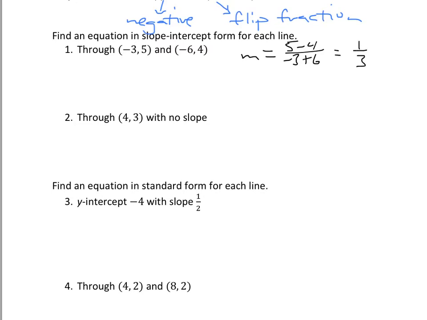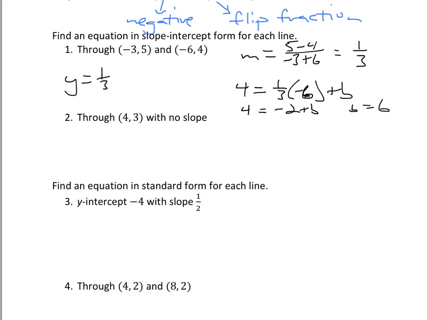And b, I just pick a point. So let's use 4 equals 1/3 times -6 plus b. It doesn't matter which point you pick. If you pick the other one, you'll still get the same answer. So I've got 4 equals -2 plus b, so b equals 6. Now I've got m and b, so the equation is y equals 1/3 x plus 6. Good stuff right there.